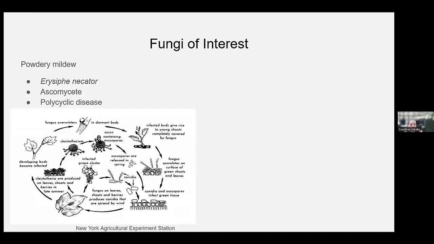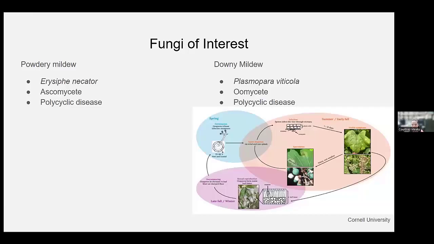So the fungi of interest I'm working with here are two obligates as well. Powdery mildew, Erysiphe necator, an ascomycete, a polycyclic disease. And the other one is, excuse me, I have a frog in my throat, downy mildew, which is Plasmopara viticola. It's an oomycete, so it's actually a water mold, also polycyclic. Typically downy mildew is on the bottom of the leaves, where you have these absolutely gorgeous sporangiophores with the sporangia, the zoospores, so it needs that wet environment. And I could look at diseased grape leaves all day long.